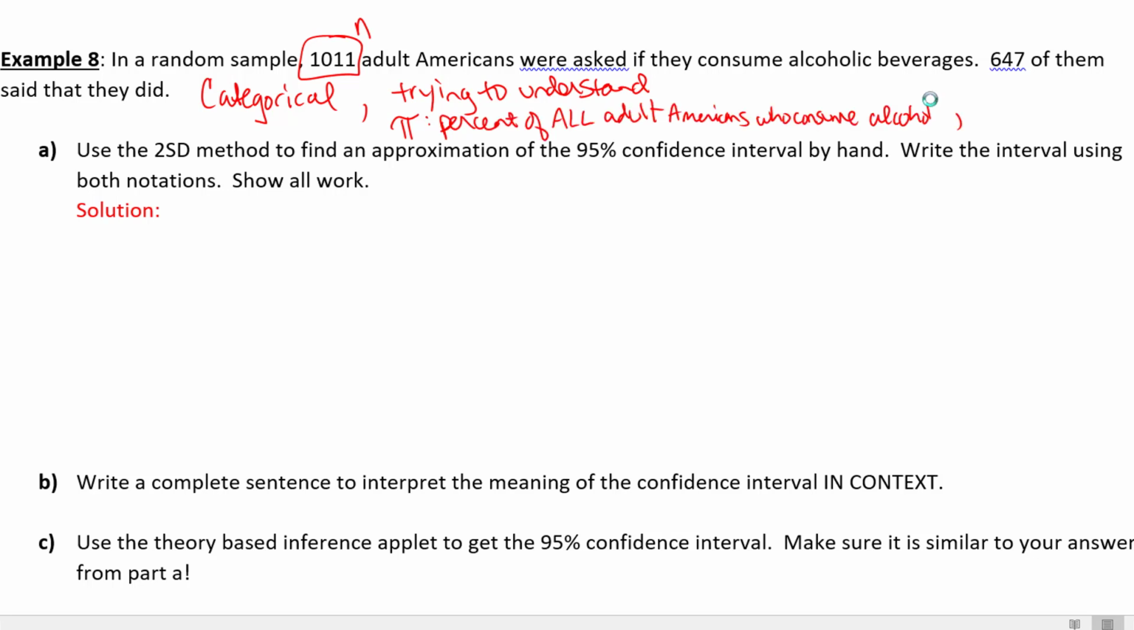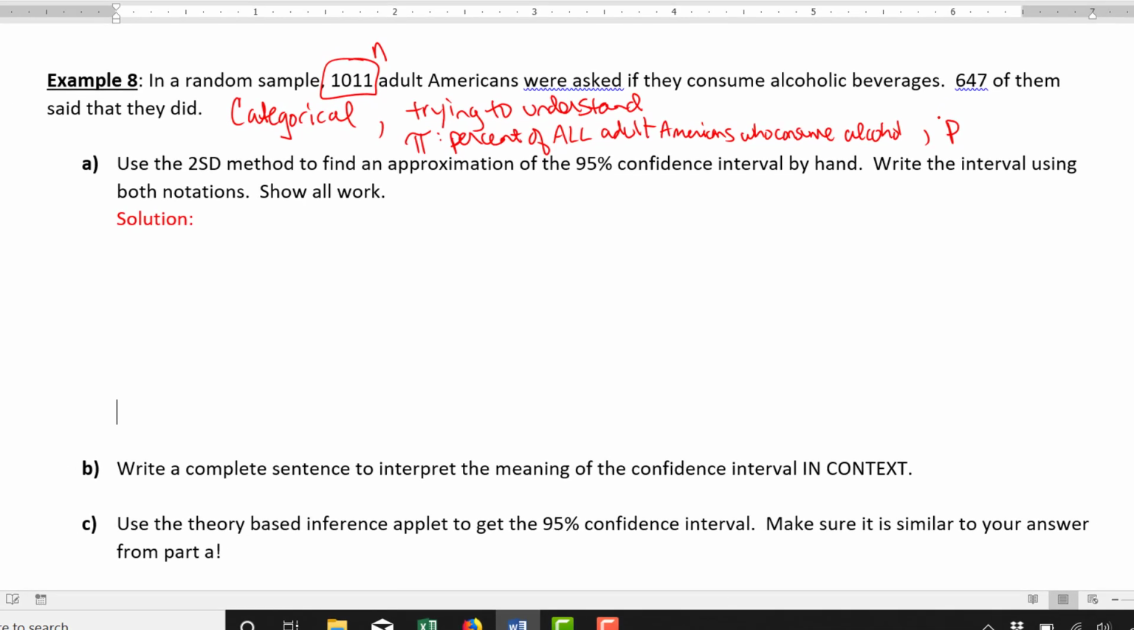Lastly, I'll just note what our sample statistic is. This is actually a very common error students make on a problem like this. The sample statistic here is going to be a proportion. It's not just the number 647. It's going to be the number 647 divided by 1,011, right? It's the proportion of your sample that said that they would consume alcoholic beverages. If you divide that out, you will find that it equals about 0.64.